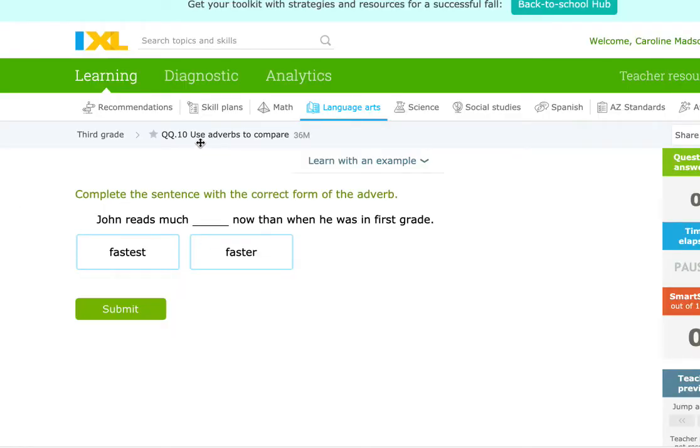So today we're going to use adverbs to compare. The first thing I do is read my instructions. Complete the sentence with the correct form of the adverb. John reads much blank now than when he was in first grade. So it's talking about now and first grade. We're just talking about two things. So I think it ends in ER since we're just talking about two things. But before I click on it and press submit, I'm going to read it. John reads much faster now than when he was in first grade.